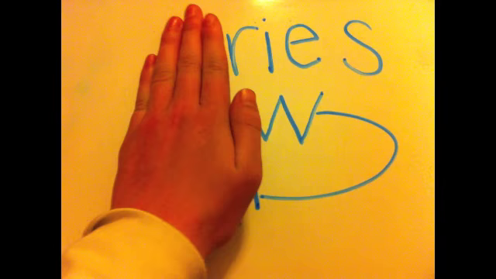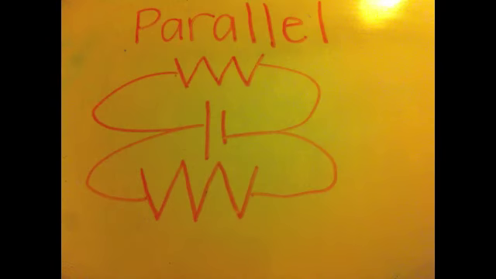In a series circuit, there is only one path for electricity to flow on. In a parallel circuit, there are multiple paths for electricity to flow across, and if one path is cut off, some of the circuit can continue working.